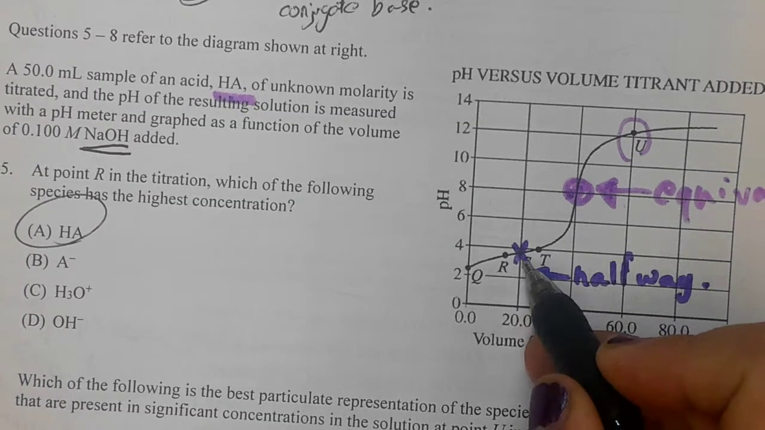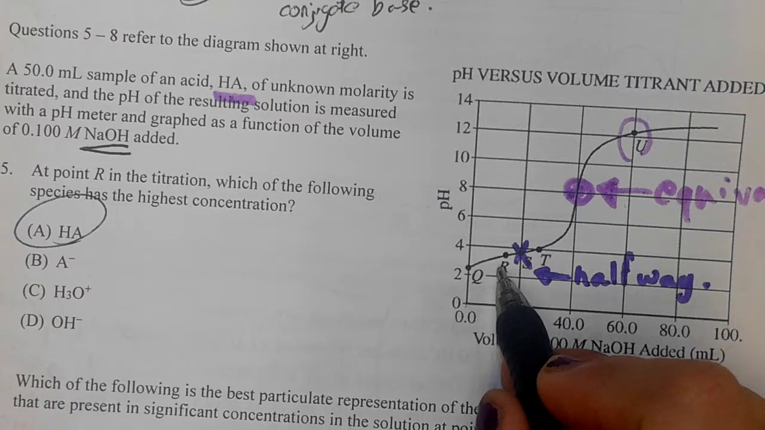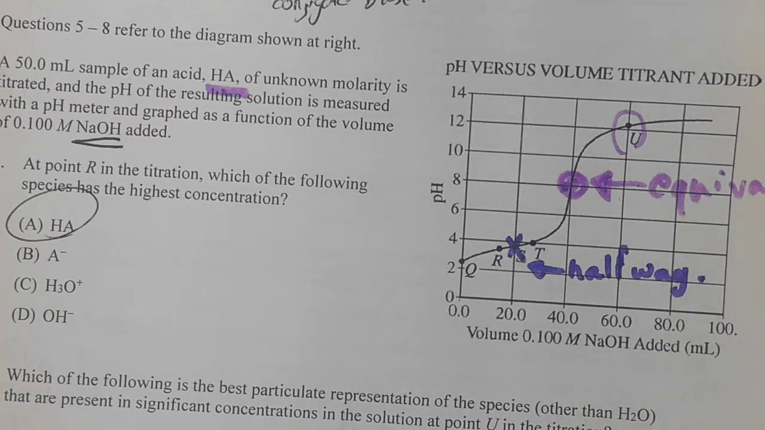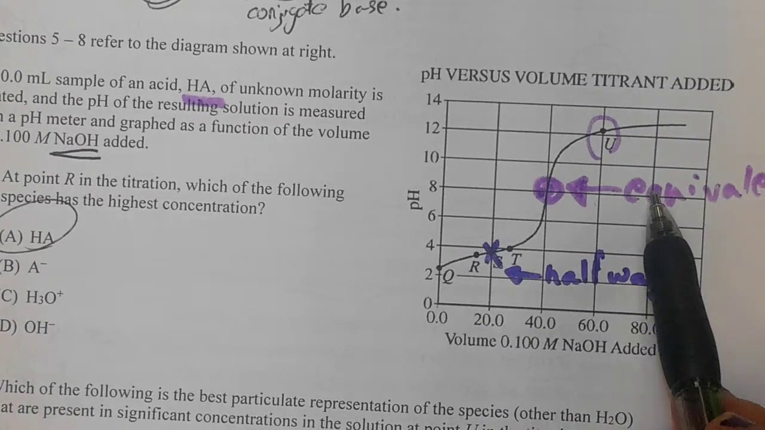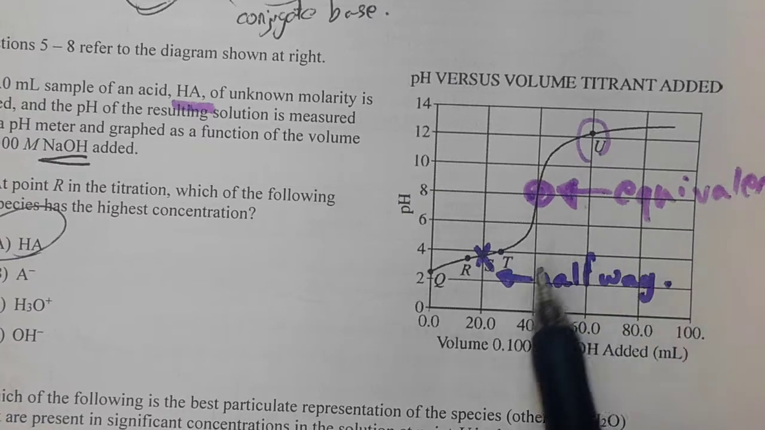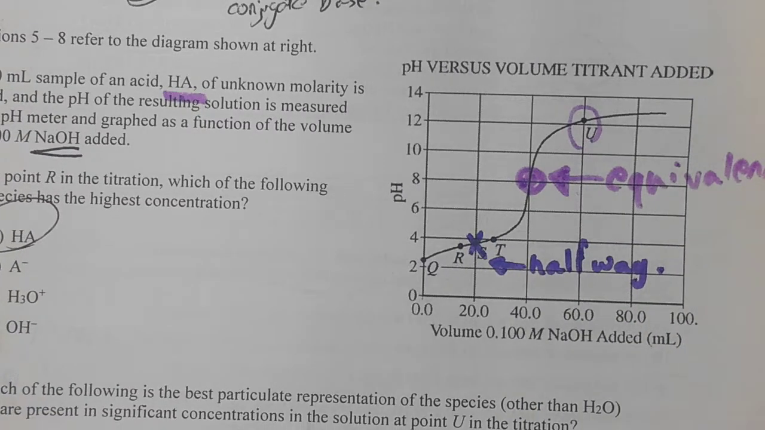All right, now let's take a look at R. R is before the halfway point. So what do you think is mostly going to be in there? It's going to be acid, right? Because you still have a lot of acid. Think about it: at the equivalence point, all the acid is gone. At the halfway point, acid concentration is equal to conjugate base concentration. Remember that one?